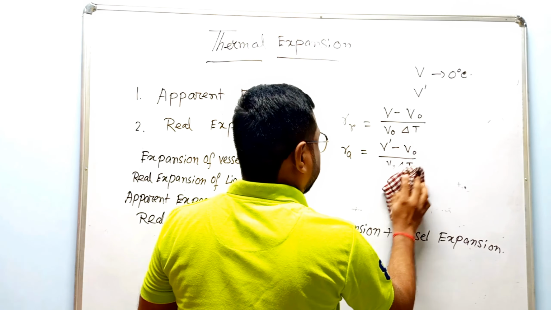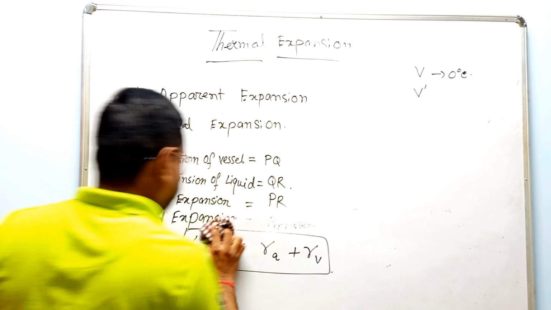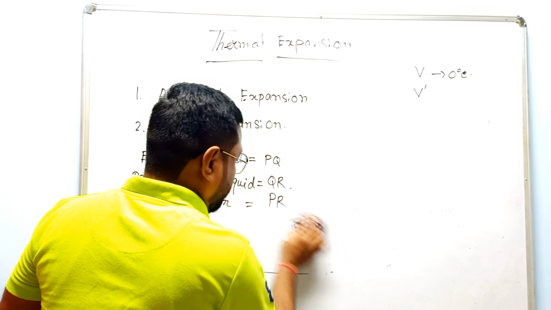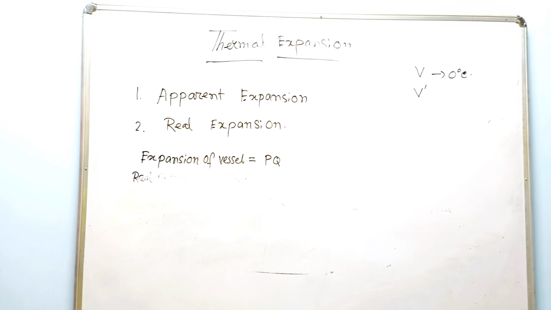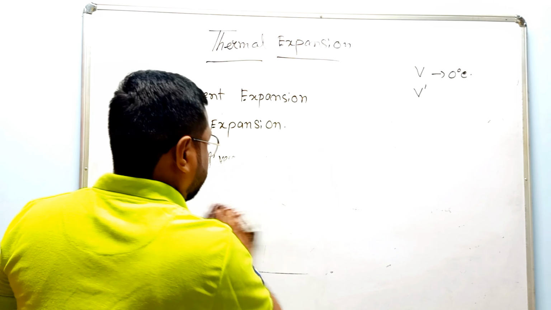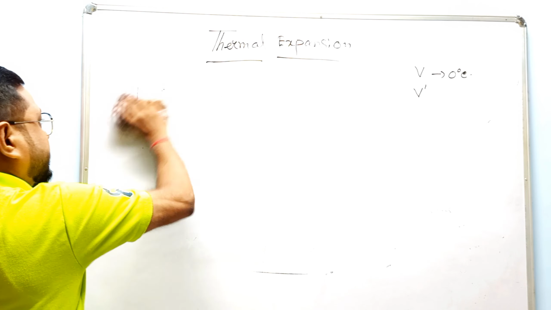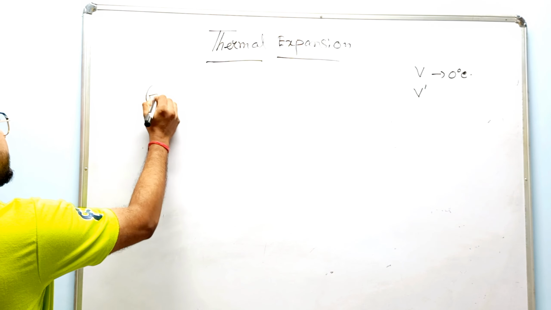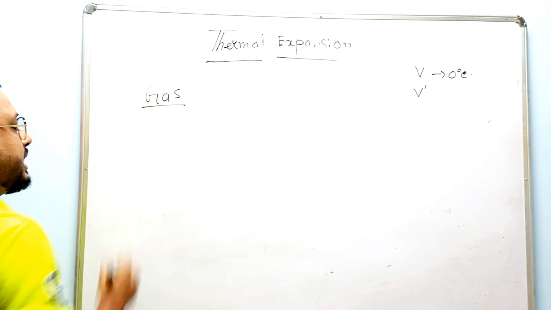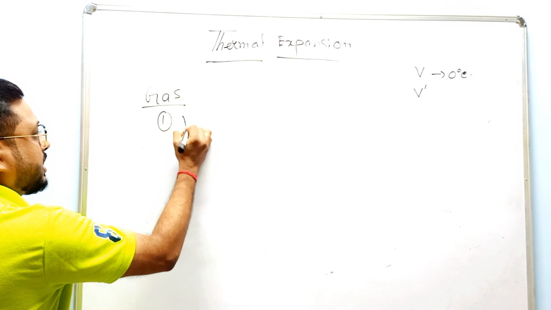Now we go with the types of expansion. We know that there are two types of volume coefficient: one at constant volume and one at constant pressure. Next we go with the expansion of gas. Gas has two types of volume expansion. We can discuss solid, liquid and gas. There are two types of coefficient of volume expansion.